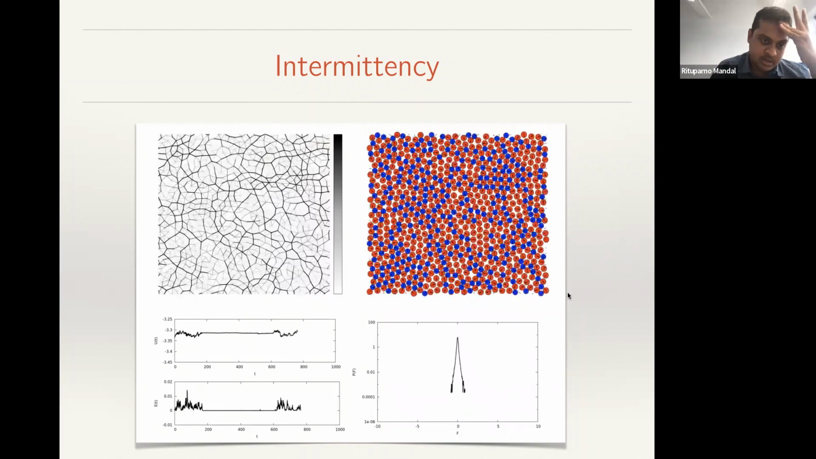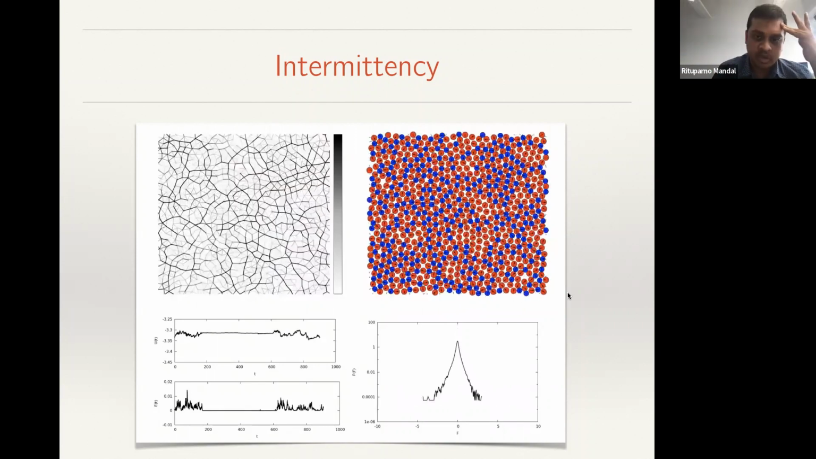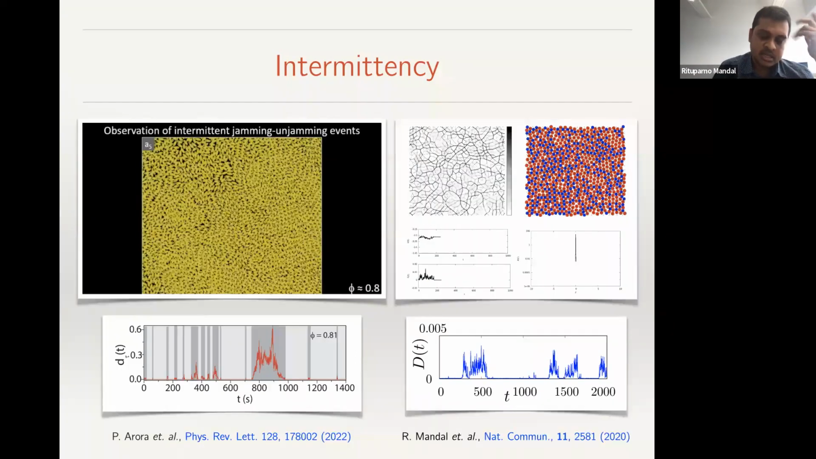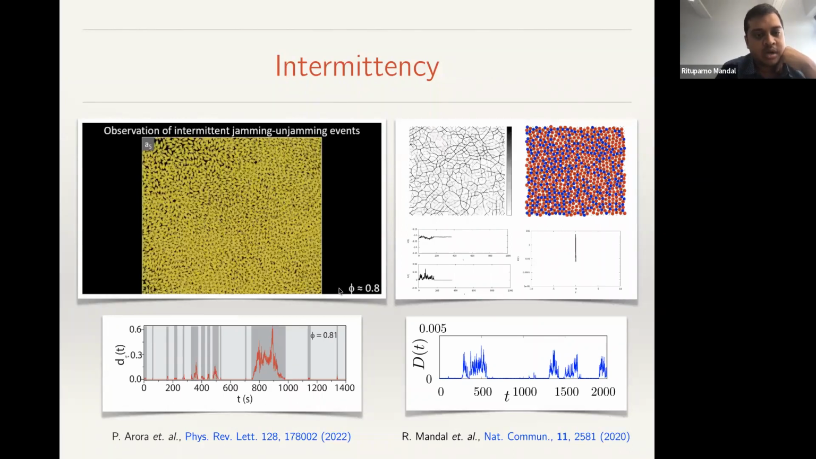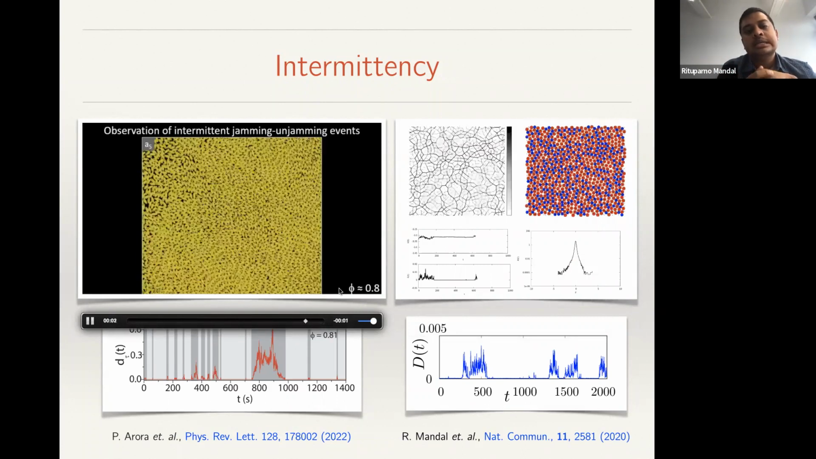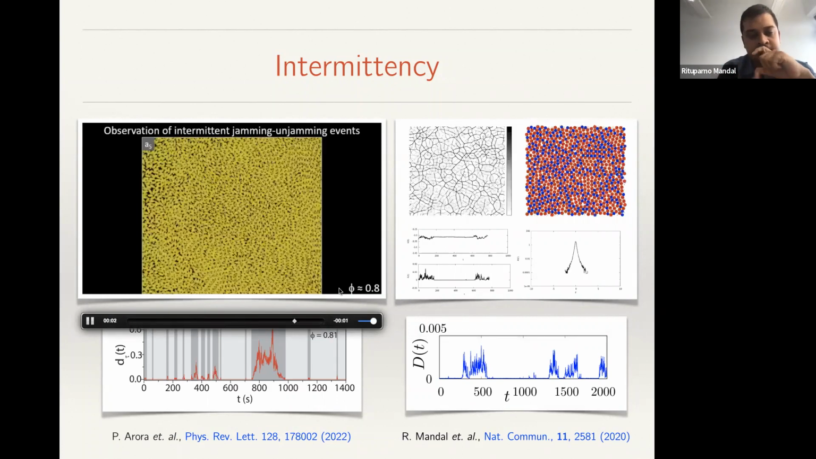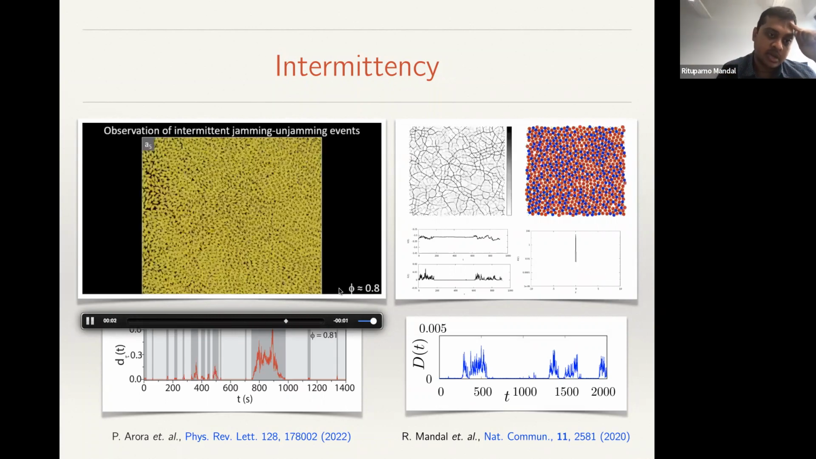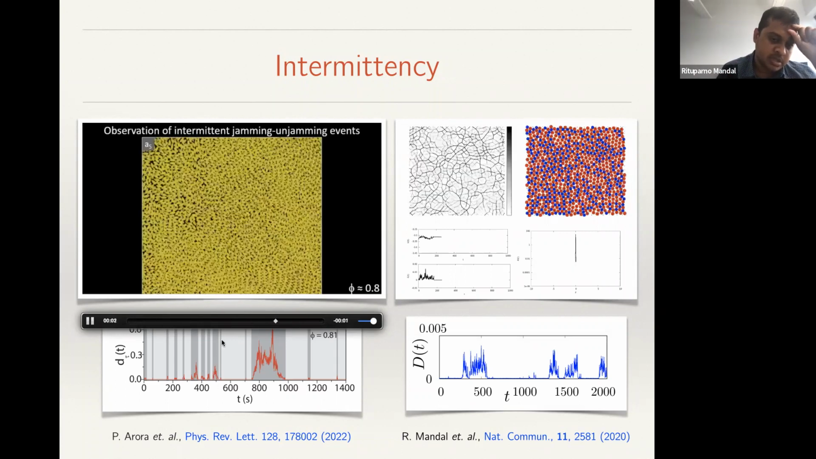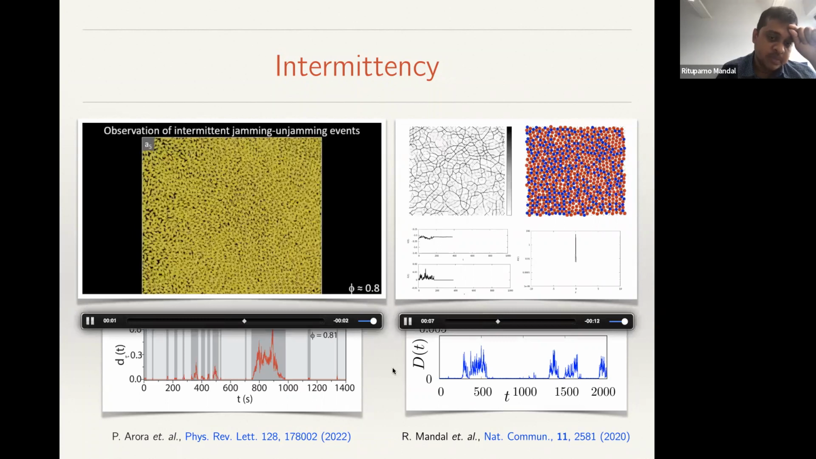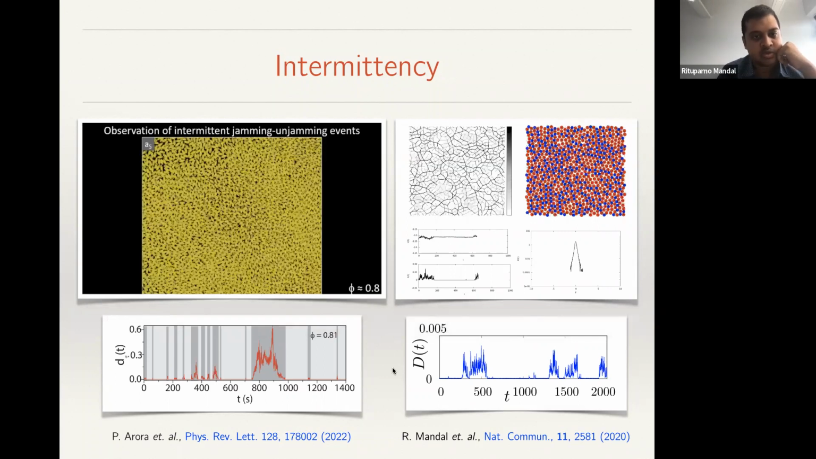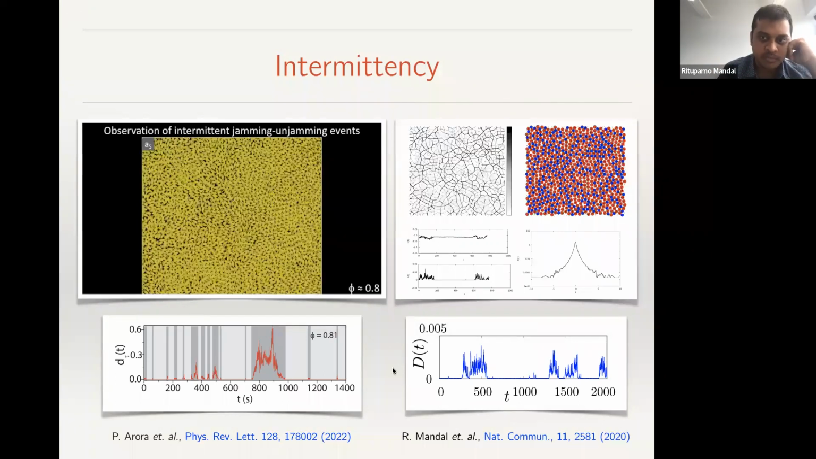When we saw this for the first time, a few years ago, it was merely an observation from simulation, but very recently there was an experiment in Bangalore with granular ellipsoids. What they see is that in the dense limit, when the ellipsoids are very persistent, they see this kind of intermittent jamming and unjamming event. You also see a similar type of time series in terms of displacement, which is very similar to what we see. So this is quite exciting, but there are also a few things to be done in future that I will try to point out later.